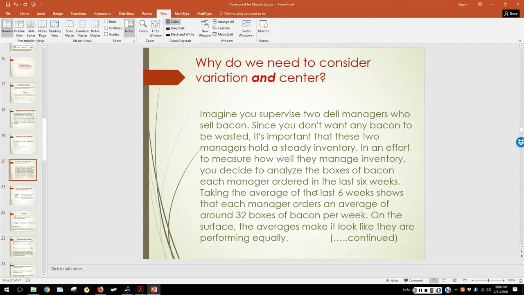And then we're going to take the average of the last 6 weeks, and the average is going to show that each manager orders an average of around 32 boxes of bacon a week. On the surface, the averages alone make it look like they're performing equally.